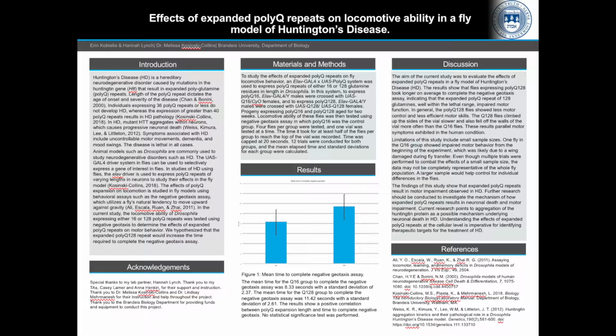So in the current study, the locomotive ability of Drosophila expressing either 16 or 128 polyQ repeats was tested using the negative geotaxis assay to determine if the expanded polyQ repeat has an effect on motor behavior. We hypothesized the expanded polyQ repeat of 128 glutamine residues would increase the time required to complete the negative geotaxis assay.